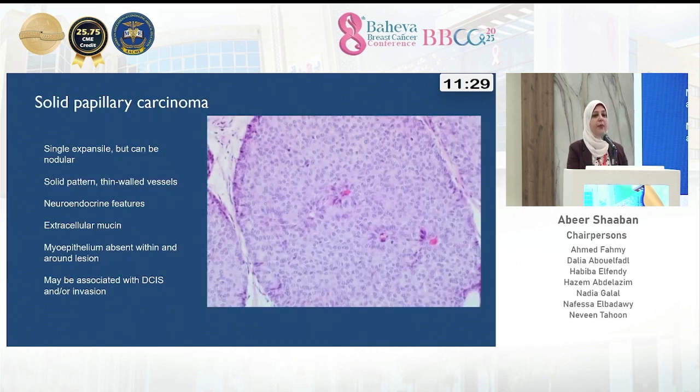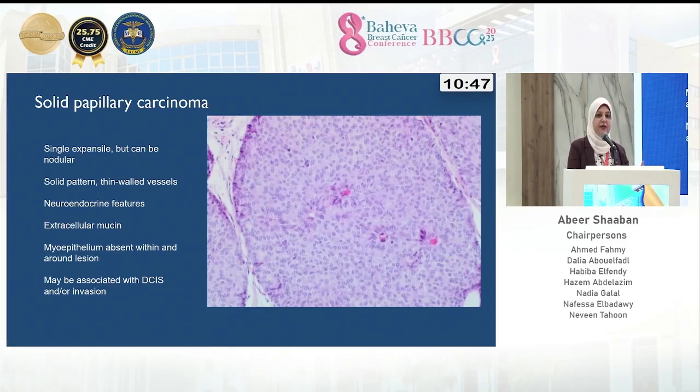So what about solid papillary carcinoma? This is usually a single large expansile nodule. It usually has this organoid pattern. We call it solid papillary because you cannot see the proper papillary architecture. You have only thin-walled blood vessels, so compressed, solid papillary. And it usually has this neuroendocrine appearance that can be confirmed by immunohistochemistry. It can be associated with mucin, and this is a good feature as well to confirm that this is a solid papillary carcinoma. In this lesion, myoepithelium is absent within and outside the lesion.